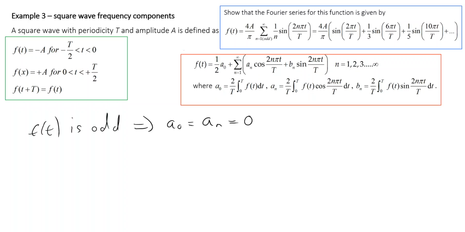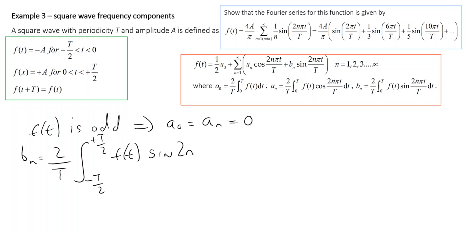So using the expression in the red box, we can use the result that bn is equal to 2 divided by the period. Now the integral has to be across one period. In this case, we'll choose to go from minus T over 2 to plus T over 2, and then we have the function f of t, and then sine 2n pi little t over big T, like that.